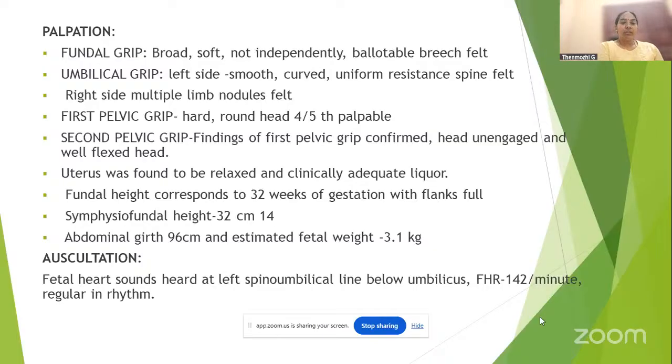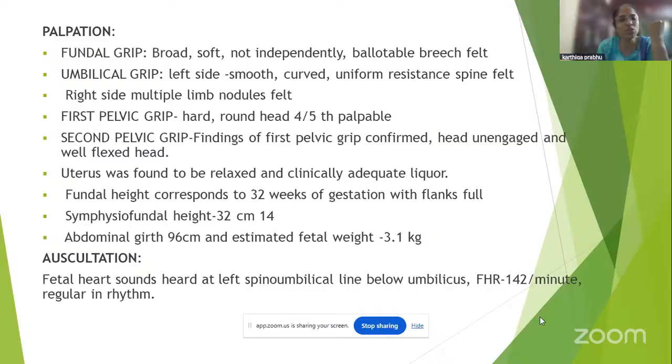So, what are the abdominal findings when the patient has this short primi? In case of CPD at the level of inlet, floating head. The patient's height is 141 centimeters. Then how could it be 32 weeks gestation? It will be more than the period of amenorrhea because of short stature.